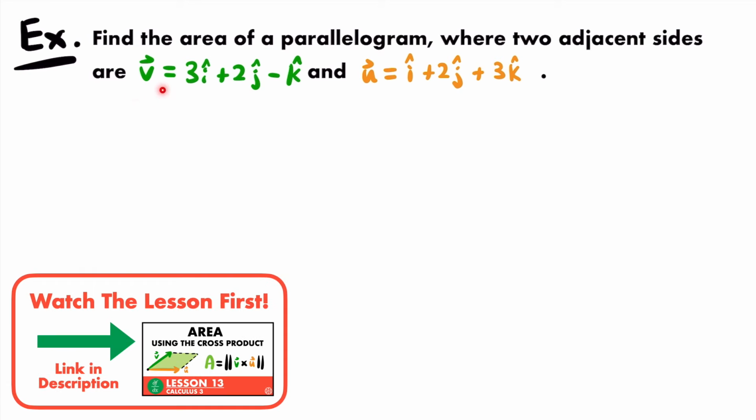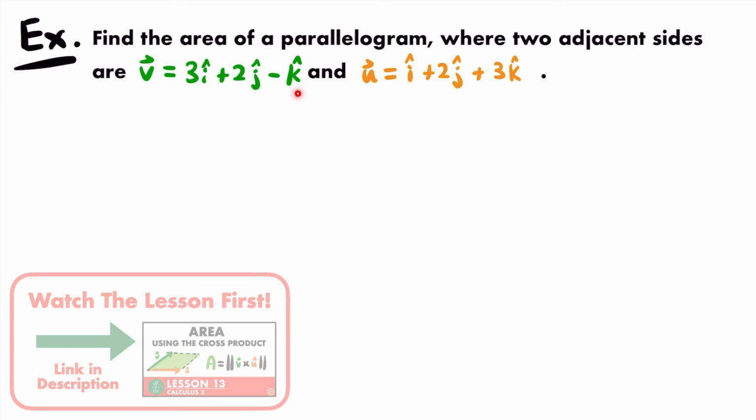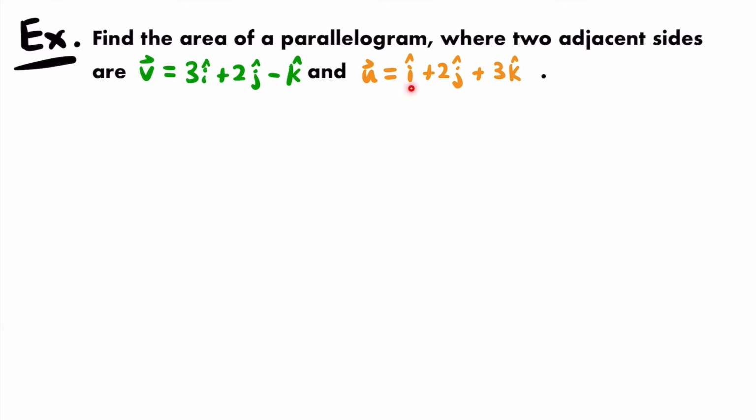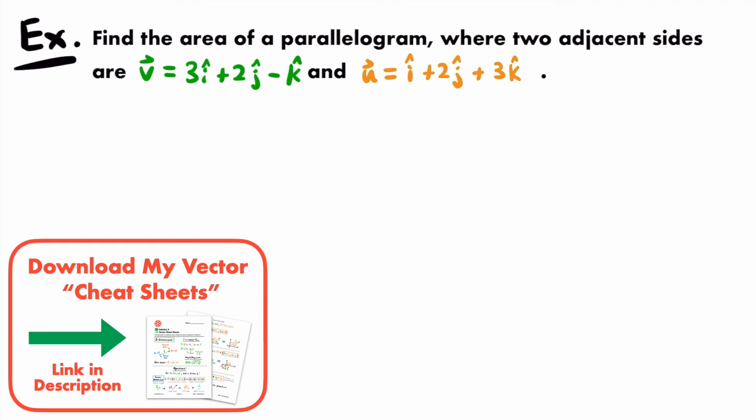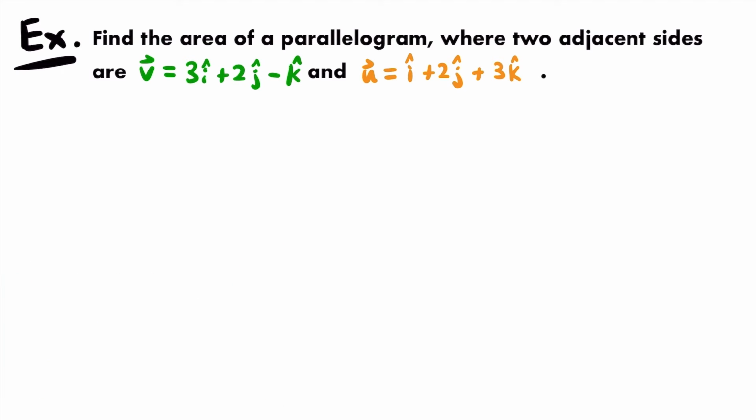Now vector v is equal to 3i plus 2j minus k, and vector u is equal to i plus 2j plus 3k. Alright, so if we want to find the area of a parallelogram given two vectors that are adjacent sides of that parallelogram, all we have to do is take the cross product of those two vectors and then find the magnitude of that resulting vector.